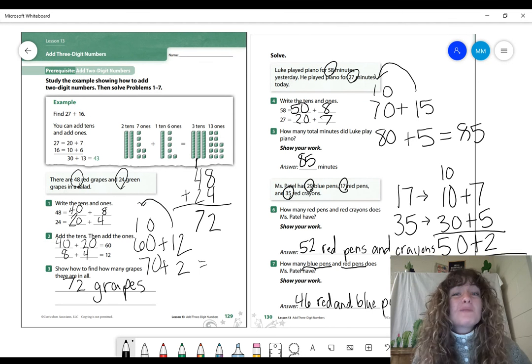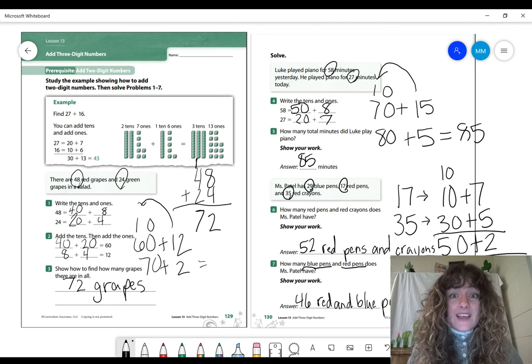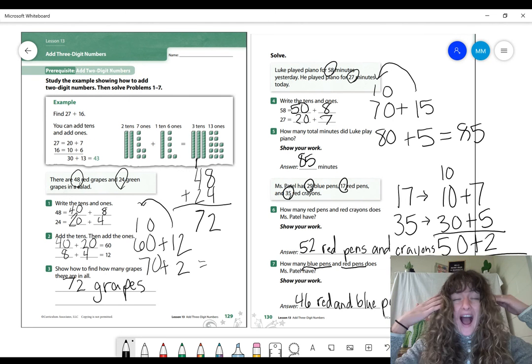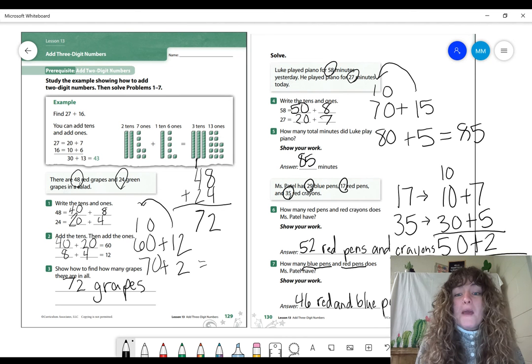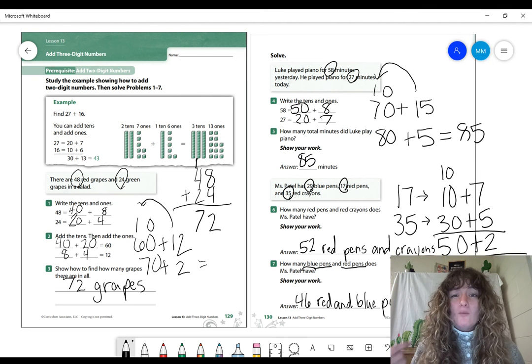So remember, Smarties, good learners make mistakes and do hard things. Good learners learn from the mistakes that they make. So I learned that it was really important that I went back and reread and underlined those important key words.